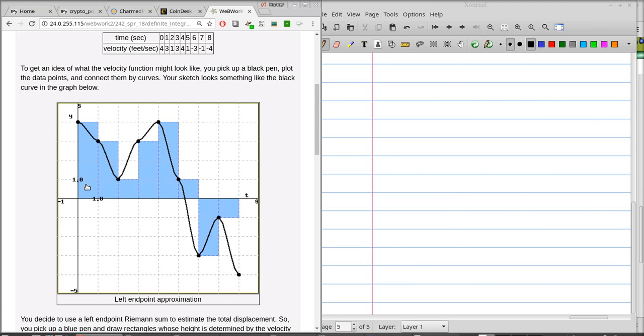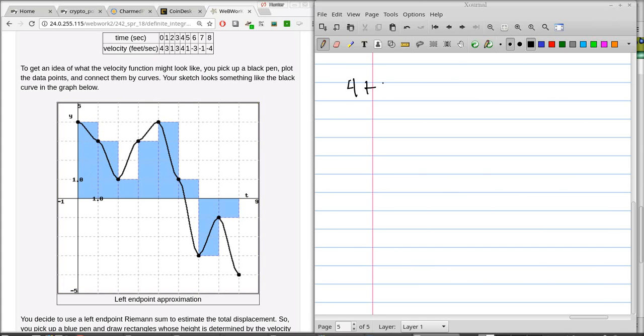This first one is 1, 2, 3, 4 units plus 3 units plus 1 unit. I'm just reading them off. Plus 3 plus 4 plus 1. And then down below the x-axis here, there's a couple negative ones. There's a negative 3 and a negative 1. Okay. So if I add all these things up, then I get the total displacement.